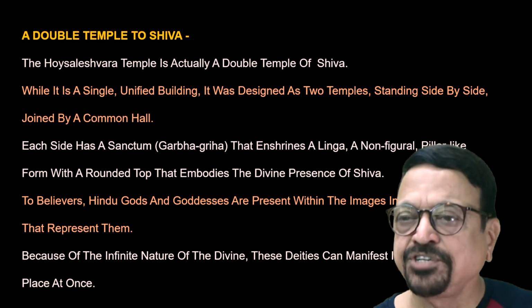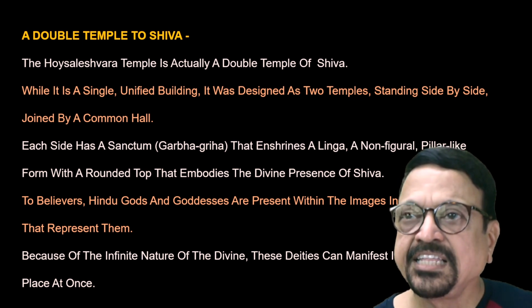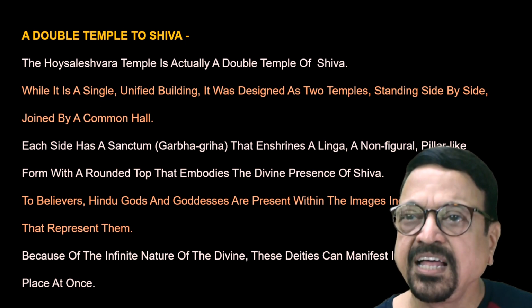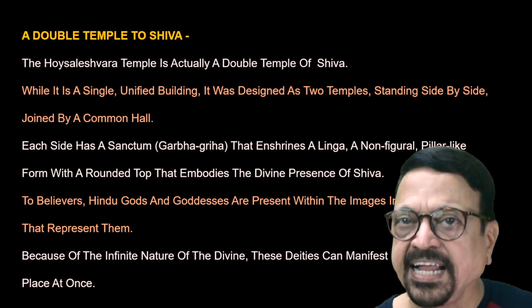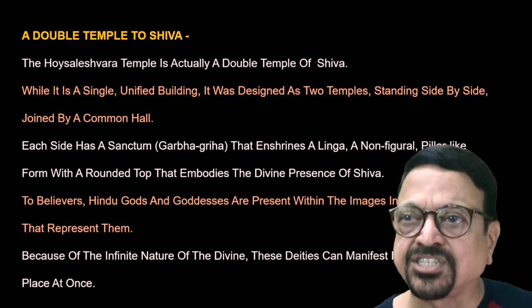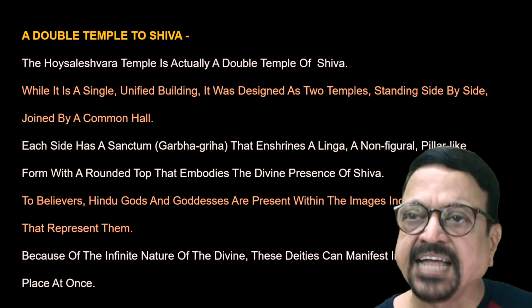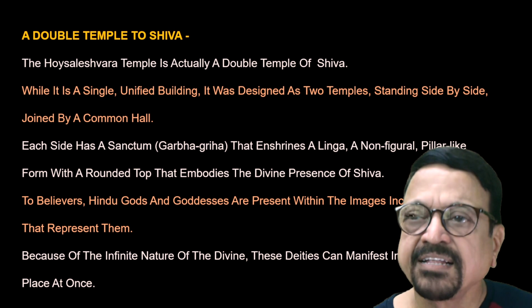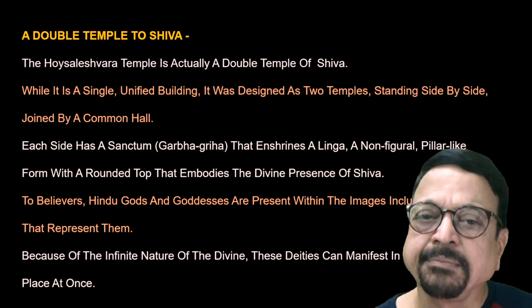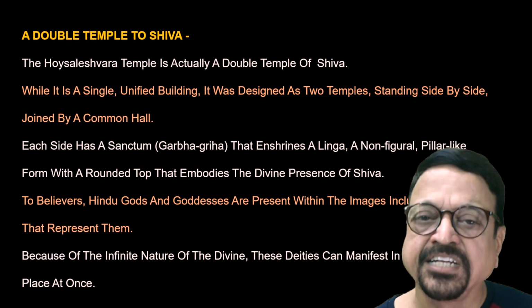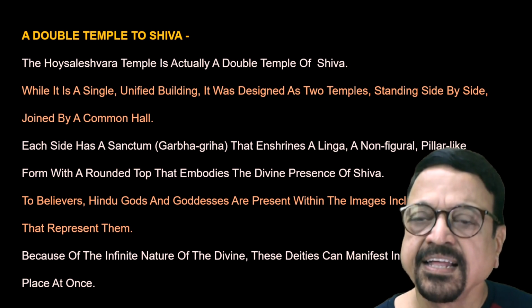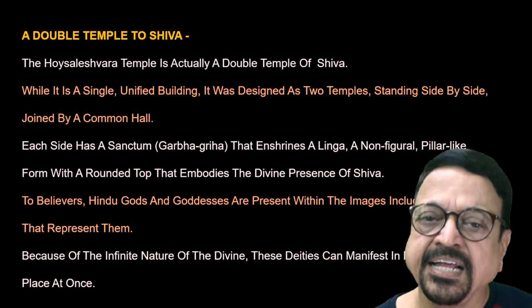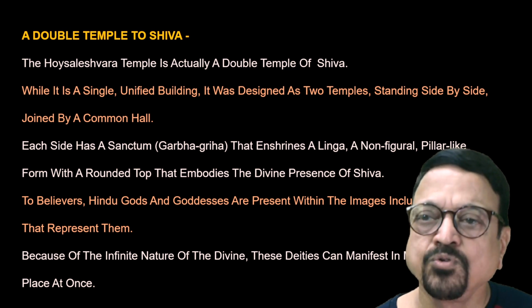Now, a double temple of Shiva. Double temples are rare. The Hoysaleswara temple is actually a double temple of Shiva. While it is a single unified building, it was designed as two temples standing side by side, joined by a common wall. Each side has a sanctum that enshrines a linga, a symbol of Shiva. It is called a Shiva linga, and whenever there is a Shiva temple, he is symbolized in the linga form.